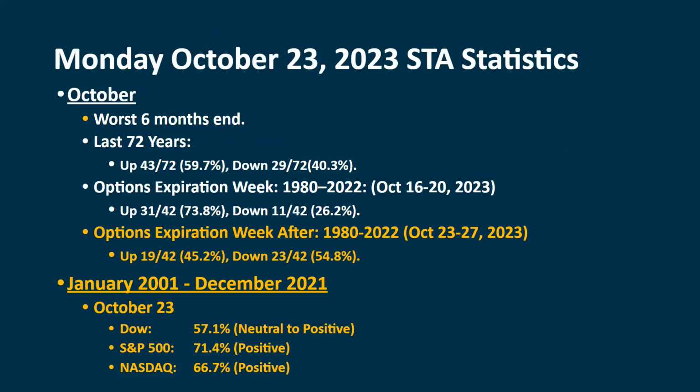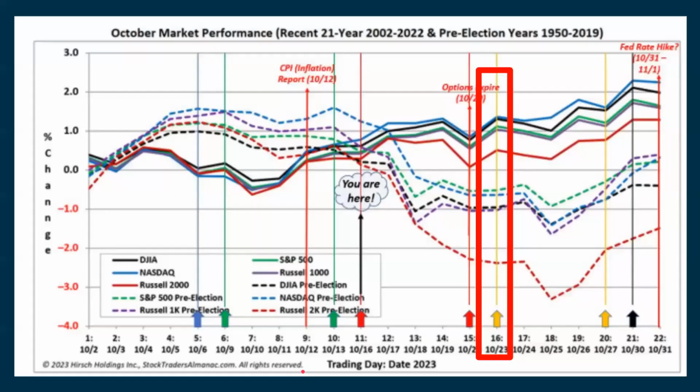Looking at the Stock Traders Almanac just for Monday, we're now entering into the week after options expiration, which tends to be more down than it is up. But we have pretty positive seasonality when you take all the years together. With the Dow, we're neutral to positive, where we're positive with the S&P and the NASDAQ.